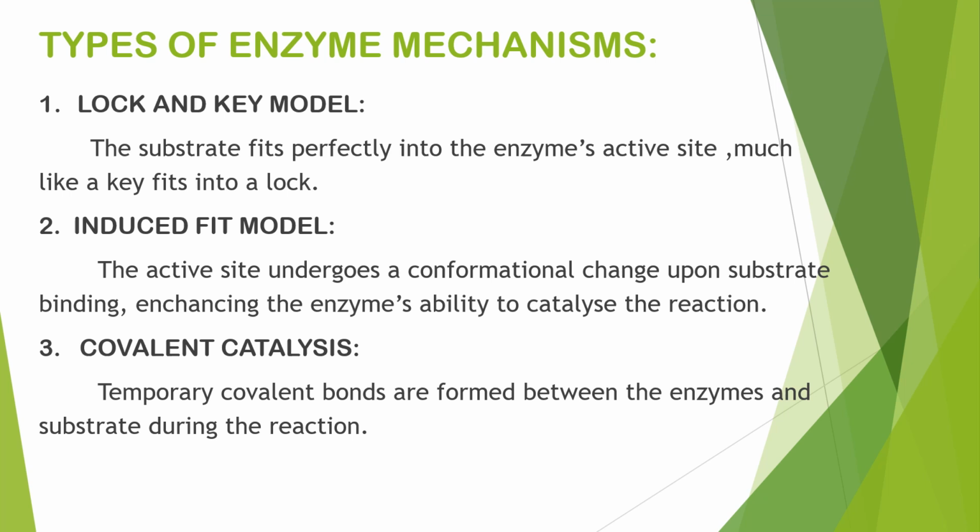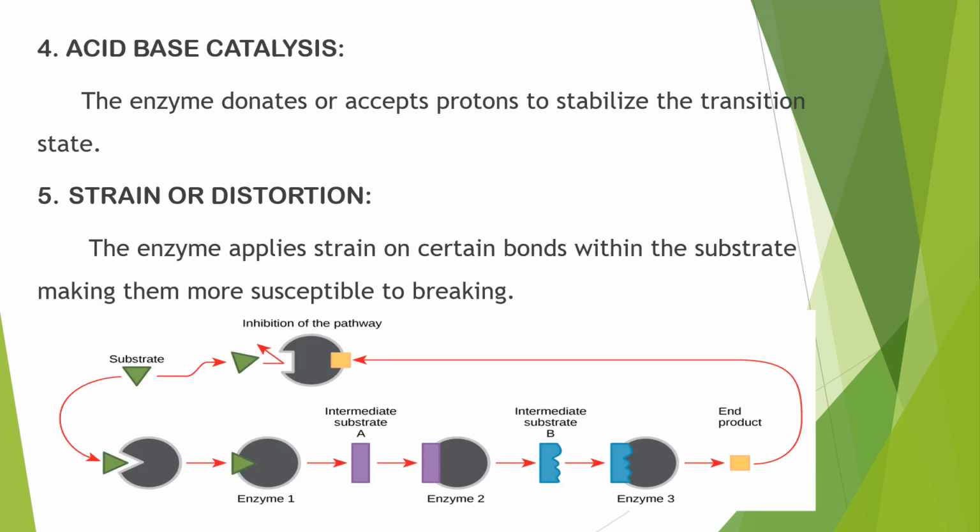The third one is covalent catalysis. Temporary covalent bonds are formed between the enzyme and substrate during the reaction. The fourth one is acid-base catalysis. The enzyme donates or accepts protons to stabilize the transition state. The fifth one is strain or distortion. The enzyme applies strain on certain bonds within the substrate, making them more susceptible to breaking. This picture shows the types of enzyme mechanism.